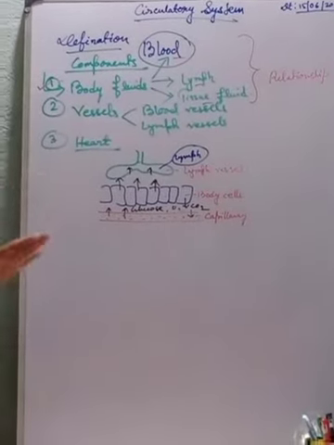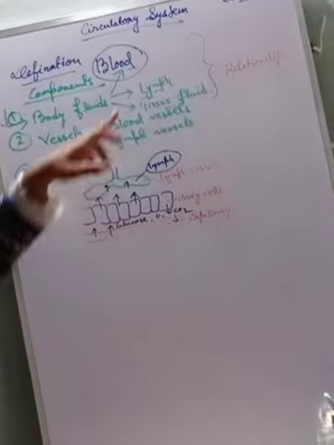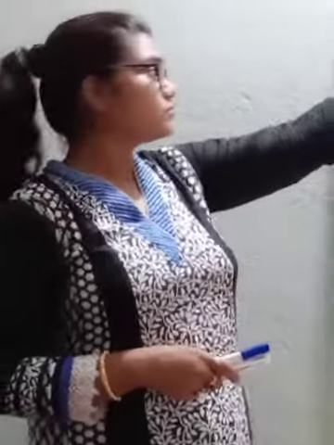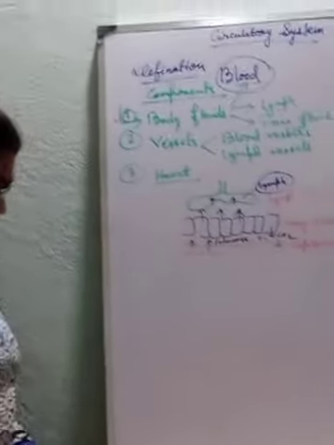So here you can understand the relationship between the three body fluids found in our body, that is the blood, the lymph and the tissue fluids. Now as we are dealing with the circulatory system, our main focus is the blood, that is the main component of the circulatory system. Now let us come to the blood.